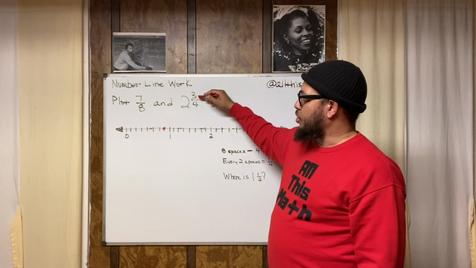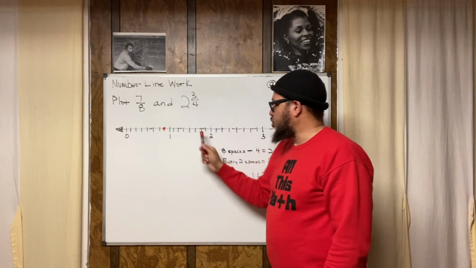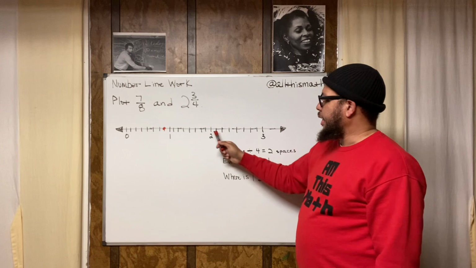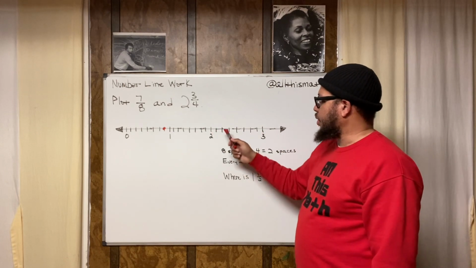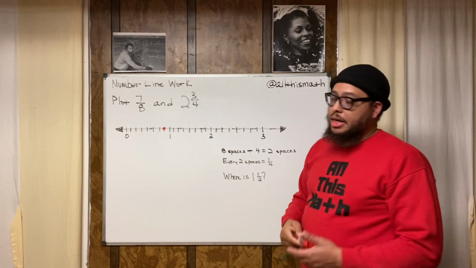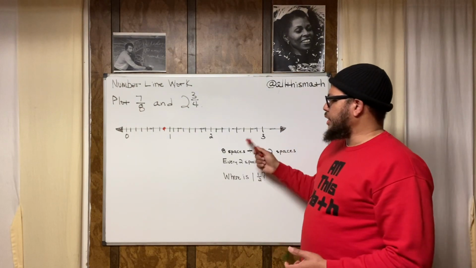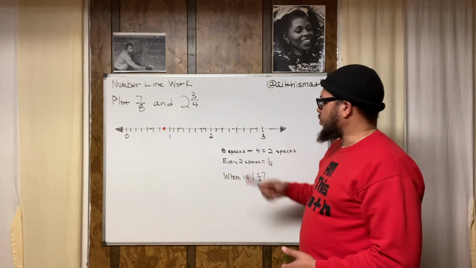But because it's 2 3/4, that means this is between 2 and 3. It's greater than 2, but it's less than 3. It's 2 3/4. Now your job is to figure out where 3/4 is between 2 and 3.